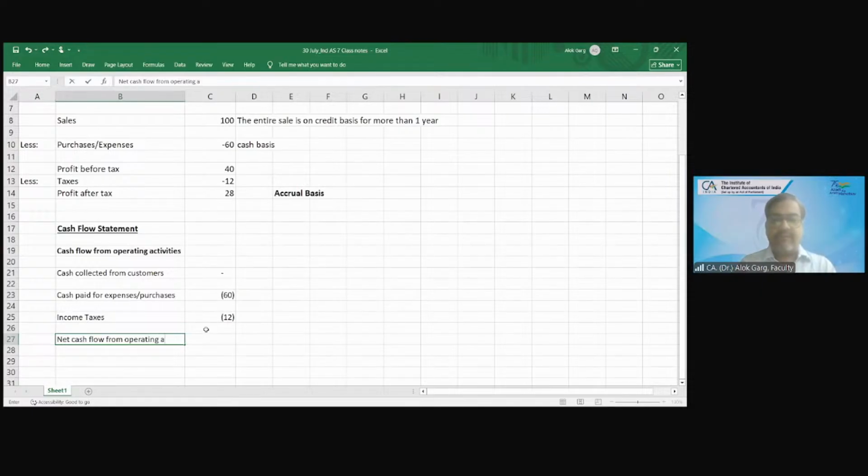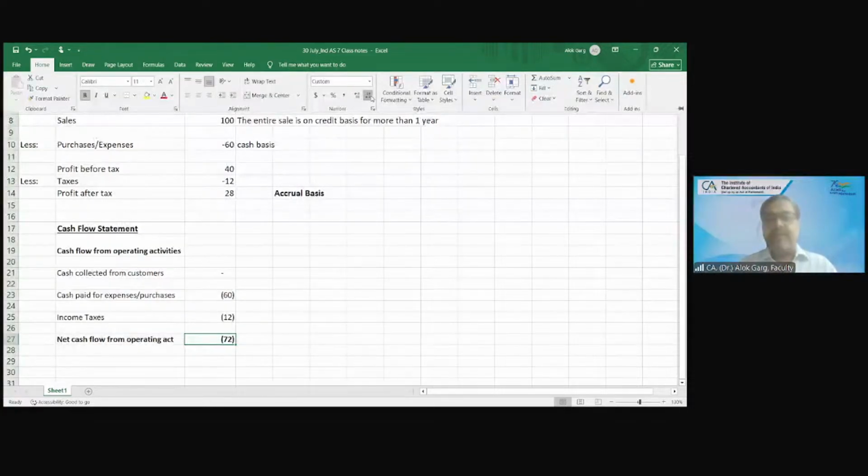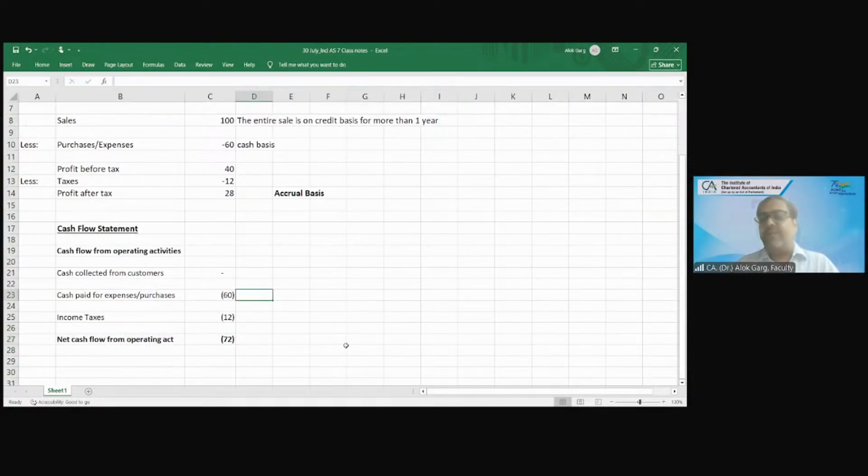What is your net cash flow from operating activity? It's negative 72. So looking at this cash flow from operating activity, will you invest in this company? It is generating negative cash.